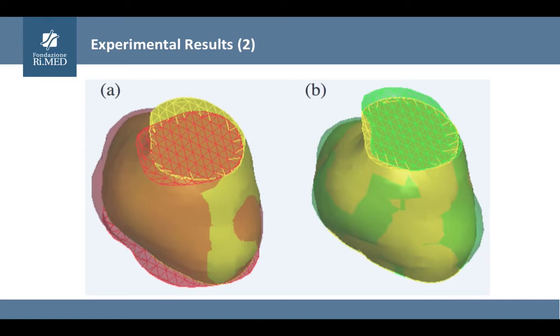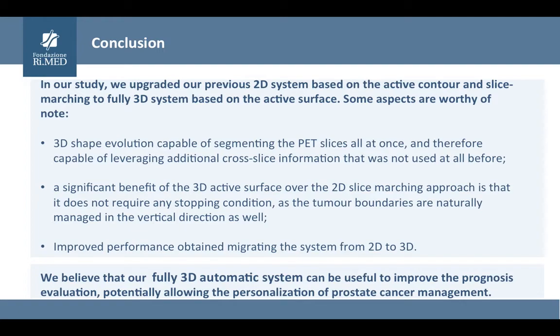B. In this study, we upgrade our previous 2D system based on active contour and slice matching to a full 3D system based on active surface. The present study describes a 3D shape evolution capable of segmenting the PET slices all at once and therefore capable of leveraging additional cross-slice information that was not used at all before.